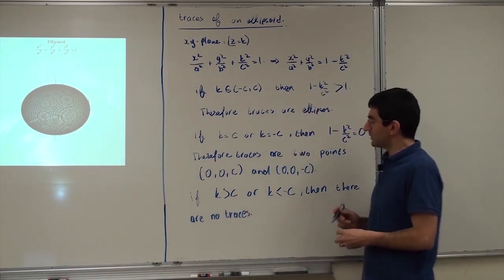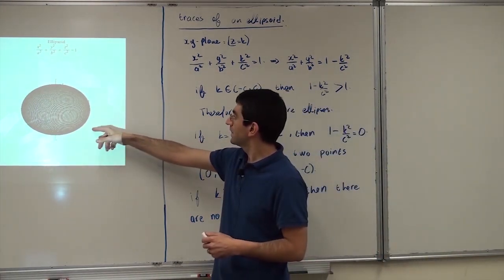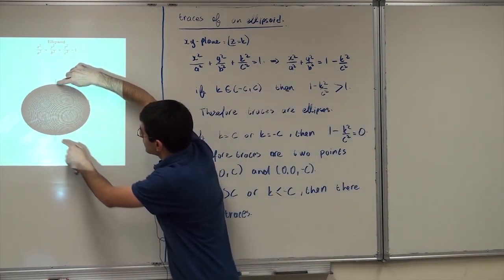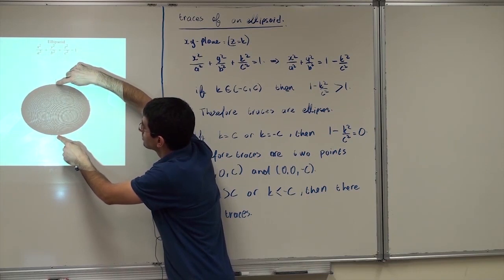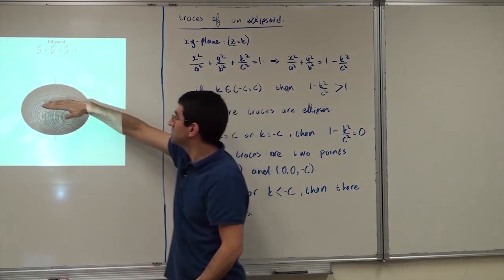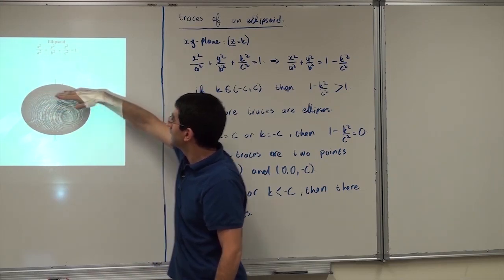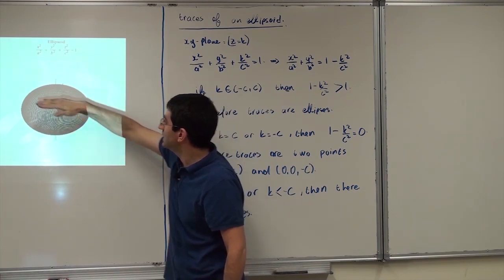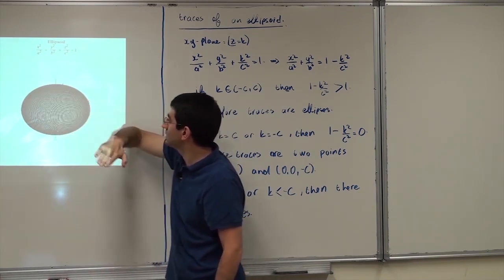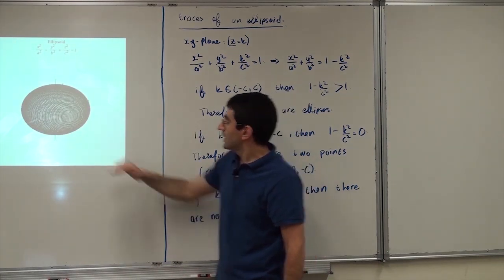Now, we can confirm this investigation by looking at the picture. These top and bottom points are z equals c and z equals negative c. If I choose a plane z equals k, where k is less than c and more than negative c, I'm going to intersect with this object, and the intersection is going to be an ellipse.